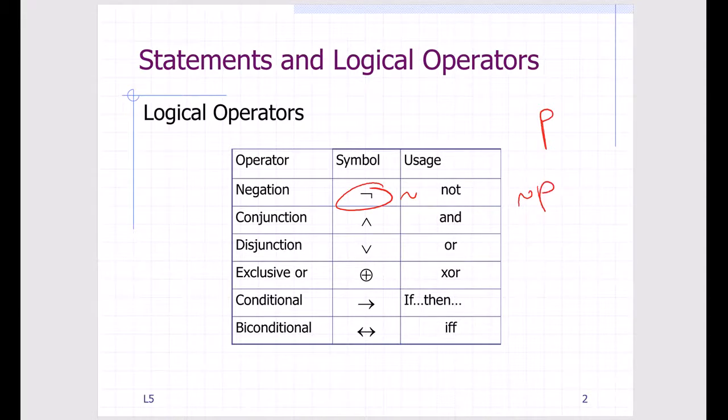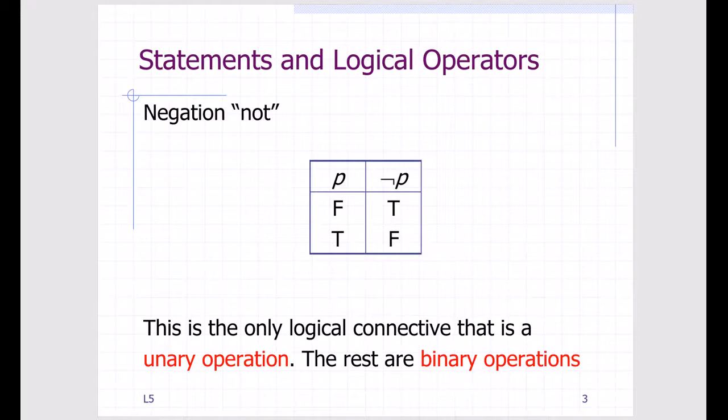Okay, so I just want to go through these one by one and define them. And like I said, defining them just means formally putting down how they work: what happens when you combine two statements into one using one of these logical connectives. So first one is the negation. This is the only operation that's called unary, meaning it acts on one single simple statement.